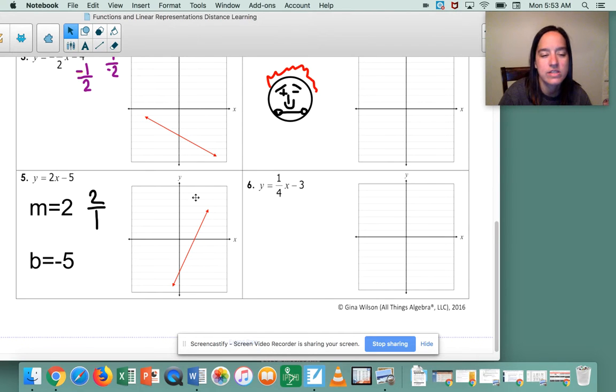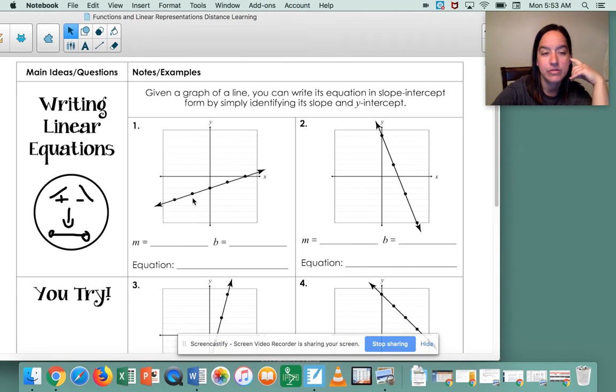So this was a little bit of what we did prior, and that was simply taking that slope-intercept form and making a graph. Today what we're going to do is take the graph and make the linear equation. So we have to remember everything that we learned here, the m and the b, and we're going to apply it. So we're going to go right here, writing linear equations.